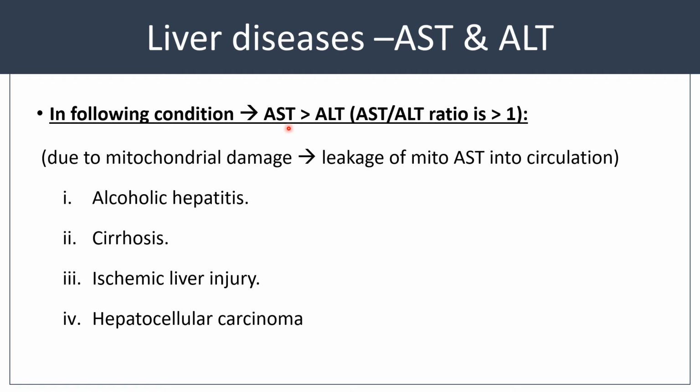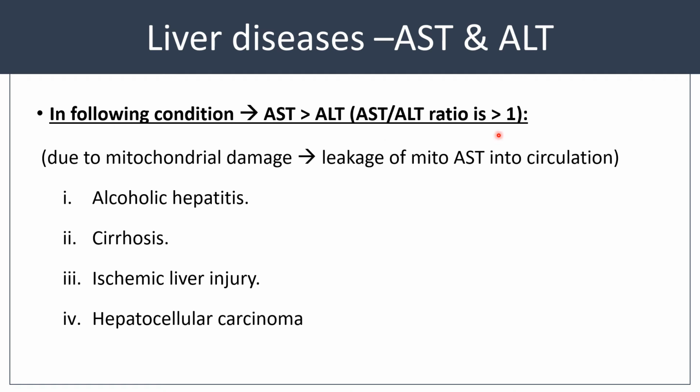So why is AST higher than ALT in these conditions? Because, as I told you, AST is present in both cytoplasm and mitochondria. Normally, in the rest of the liver damage conditions, only the AST present in the cytoplasm is released into the blood. But in these conditions, AST present in the mitochondria as well as the cytoplasm is released, so compared to ALT, it will be higher. Only in these conditions will AST be higher than ALT.